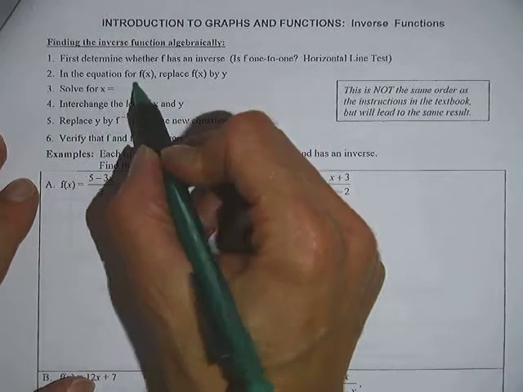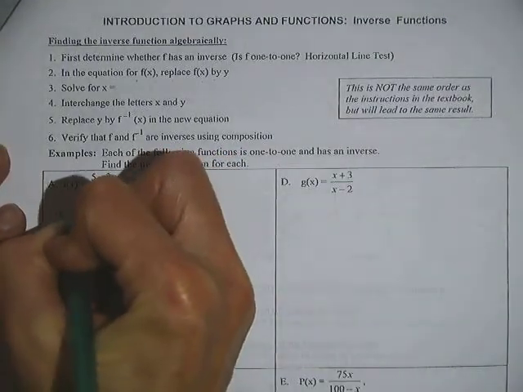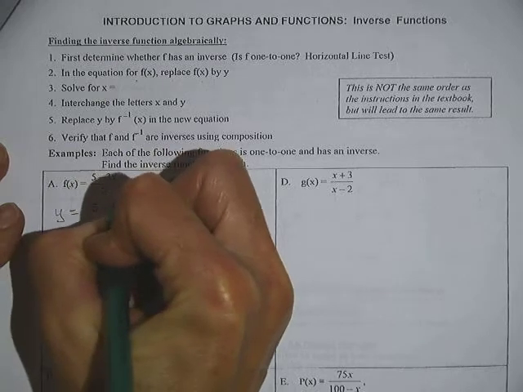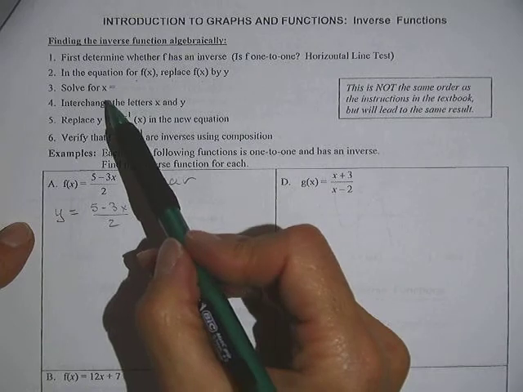Then it says, in the equation for f of x, replace f of x by y. Fine, here we go. y equals (5 minus 3x) over 2. Next one.